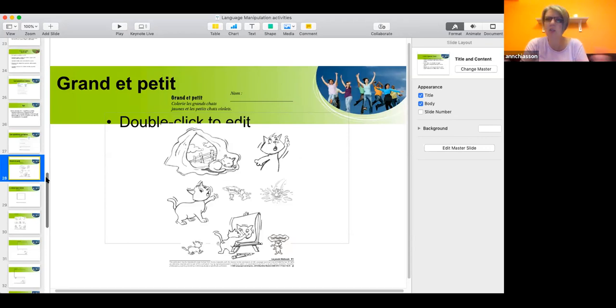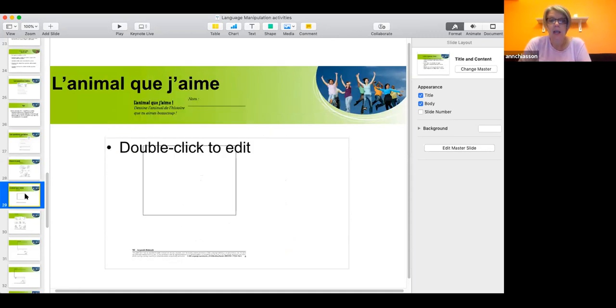But trust me, everybody was able then to just go off to their desks. They understood grand et petit. They had extensive sorting time together. It was modeled. We had done it together. There was no problem completing the worksheet. So there you go. You're introducing math concepts or with your oral communication activities.